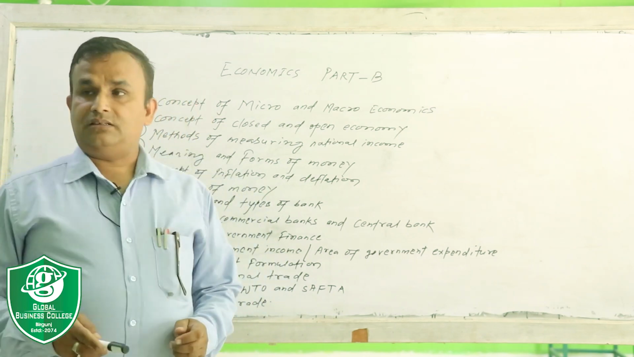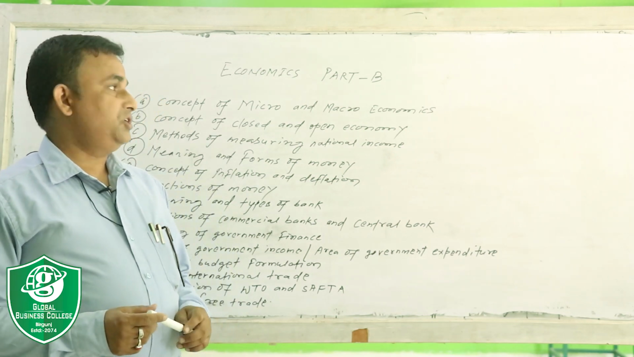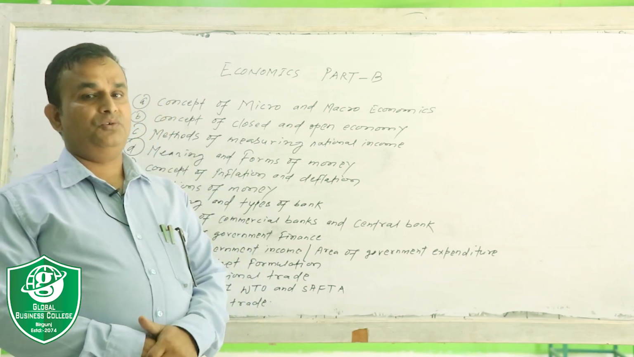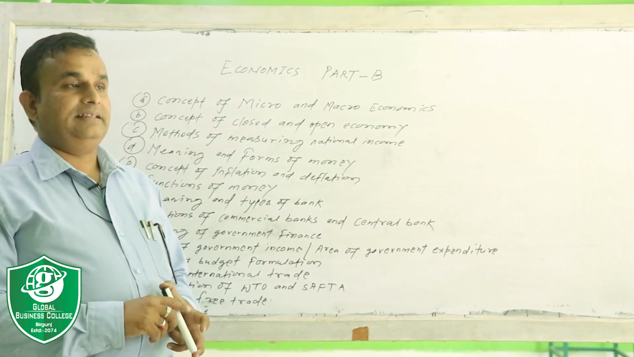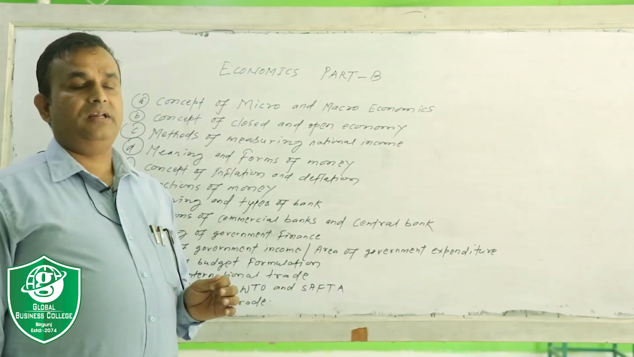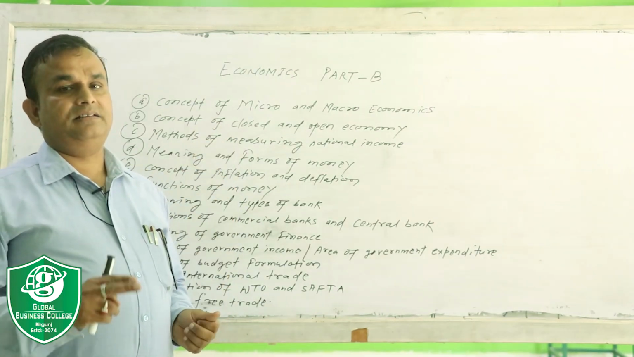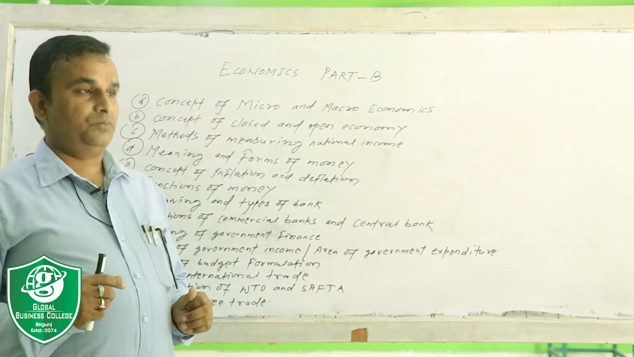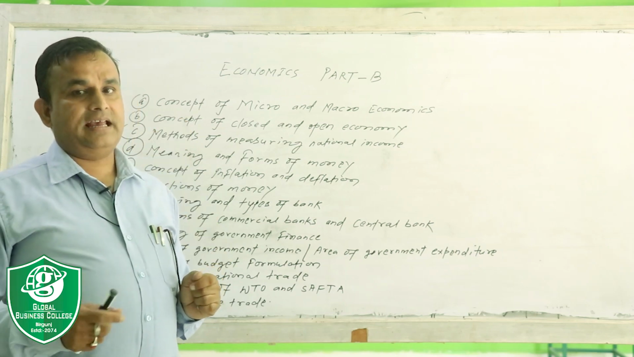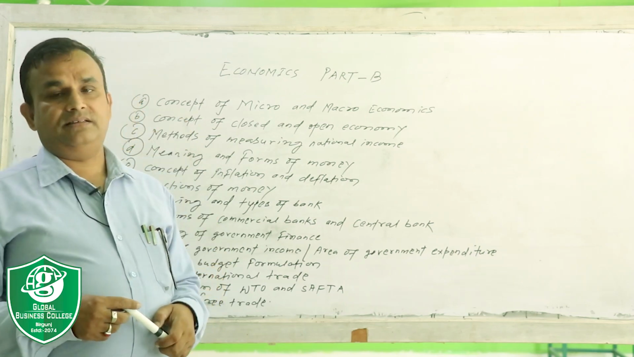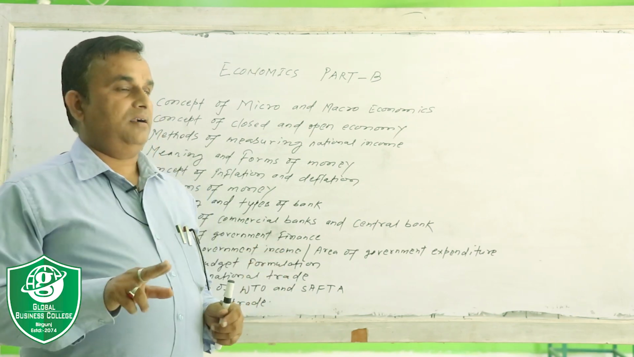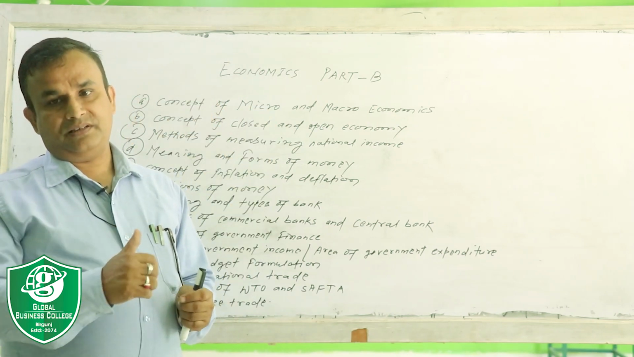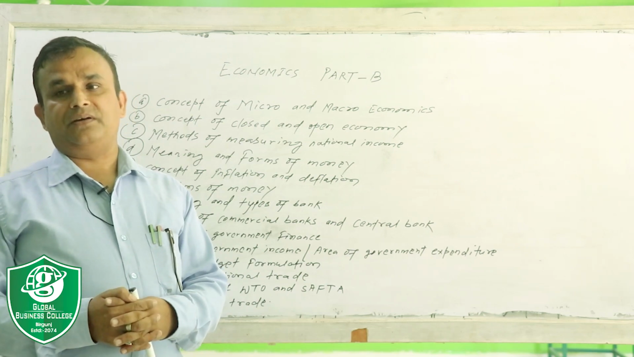I'm going to teach you the economics of 12th class. First of all, I would like to inform all the students of 12th class that the economics of 12th class has been divided into two parts, part A and part B. Part A is called microeconomics, and part B is called macroeconomics. And in both parts, part A is for 50 marks, and part B is also for 50 marks.